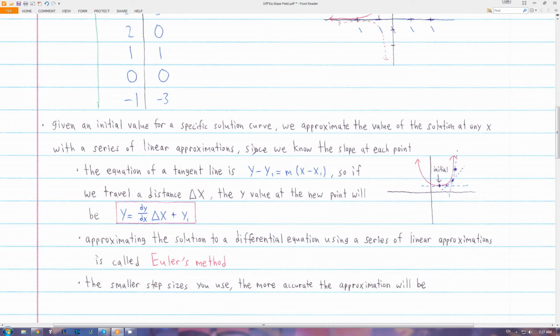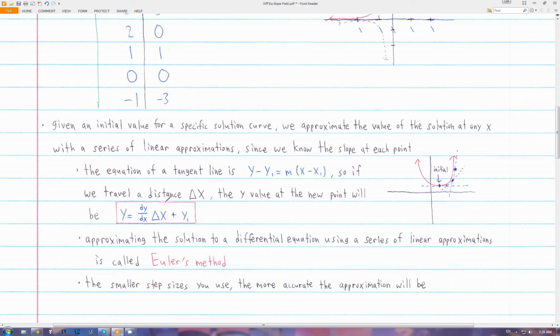So it's important to note that all we're doing is making a tangent line and using a linear approximation. It's not some new formula that you have to remember. So if we're given the initial value x1, y1, then we can write the tangent line y minus y1 equals m times x minus x1, where m is the slope, and we know the slope because we have the differential equation, which tells us the slope of the tangent line at any point.